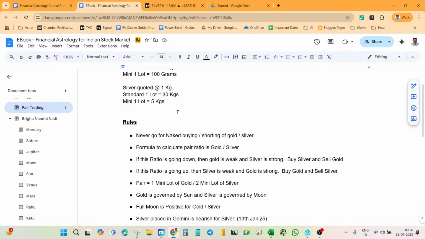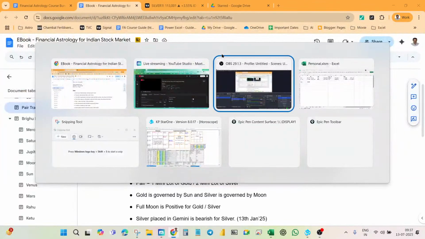Never go for naked buying or selling or shorting of gold or silver. It's very risky due to the high leverage you are getting. Next, we'll go for a pair where you have to calculate the ratio by dividing the gold price by the silver price. Let me take an example here.